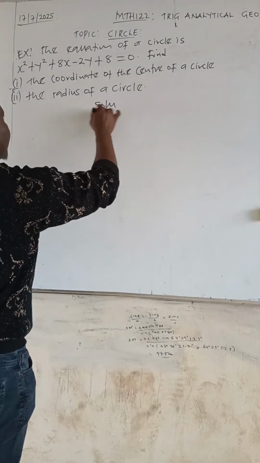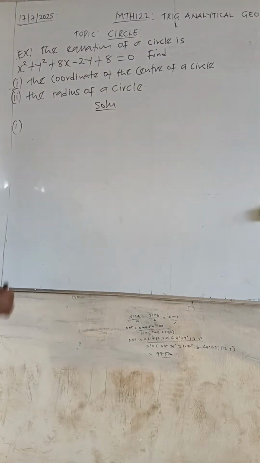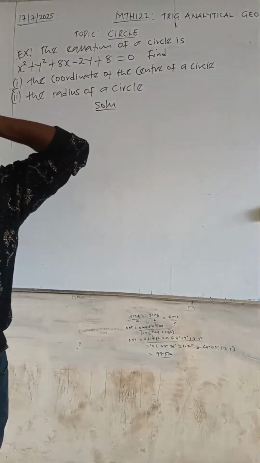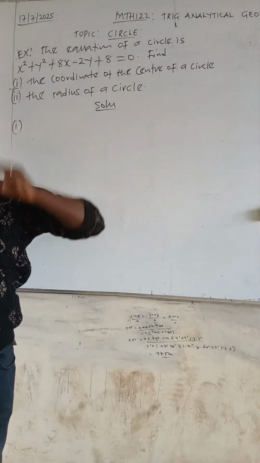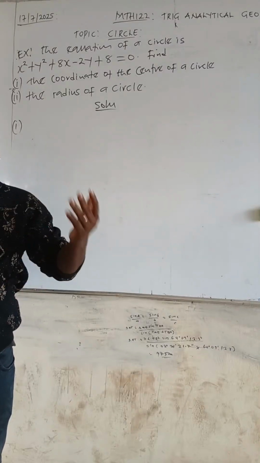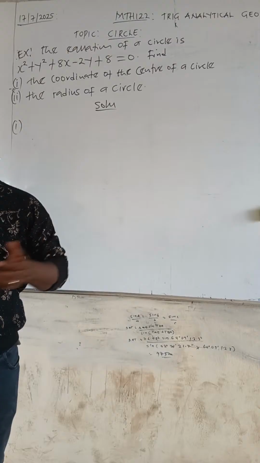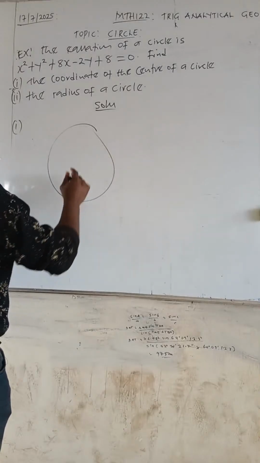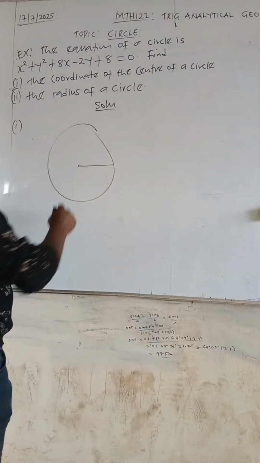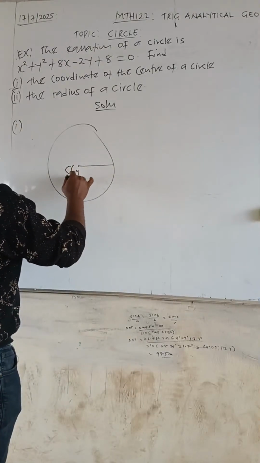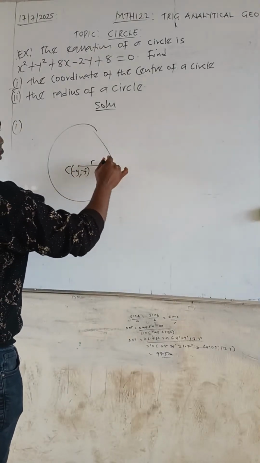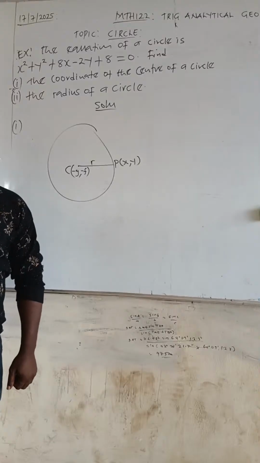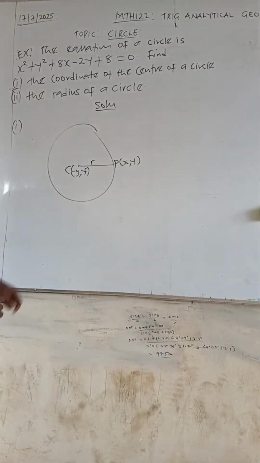We write the solution, right? They said we should find the coordinates of the center of a circle. Ask yourself, how can we find the coordinates of the center of a circle? Let's go back to our circle. Let's have it in this one. This is C: minus g, minus f, that is x comma y, right? What they are asking you, they are asking you of this.